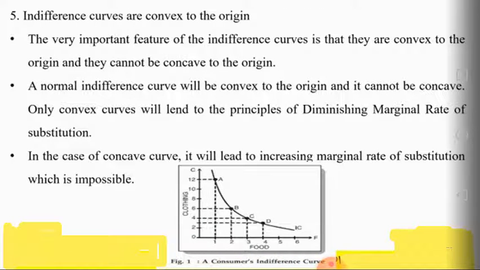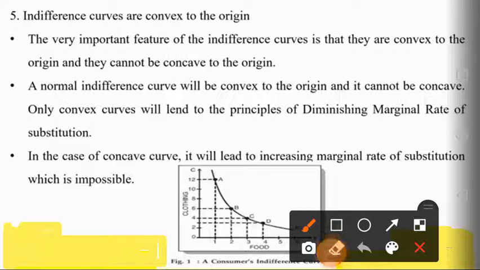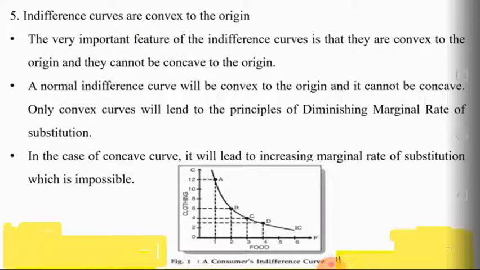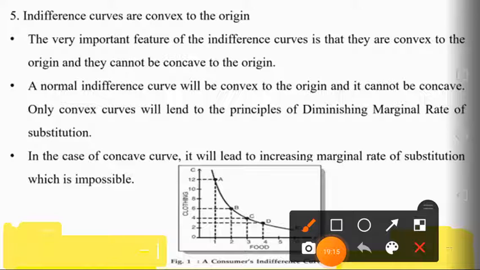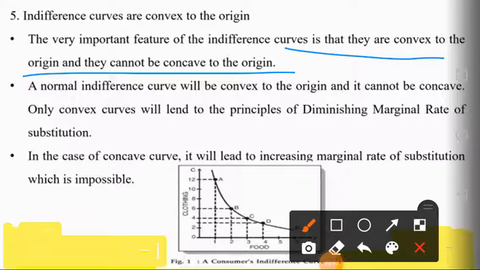Your fifth property is that indifference curves are convex to the origin. I think you know this shape is called convex, and why it is convex we are going to discuss. The very important feature of the indifference curve is that it is convex to the origin and it cannot be concave to the origin. A normal indifference curve will be convex to the origin and it cannot be concave.